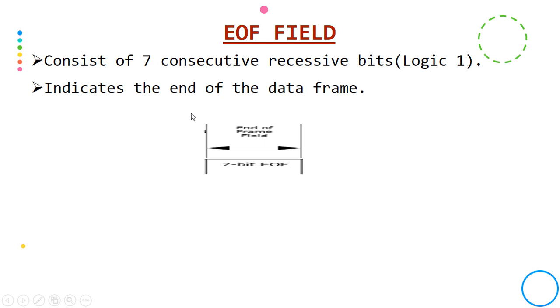The last field is called as end of frame field, consists of 7 consecutive recessive bits, that is logic 1, indicates the end of the extended data frame.